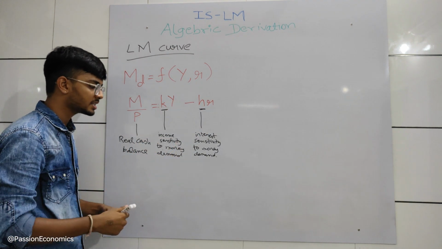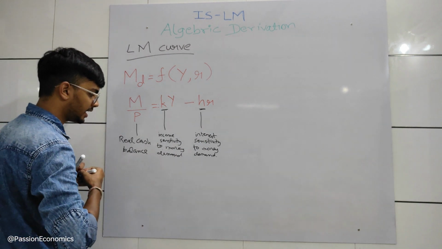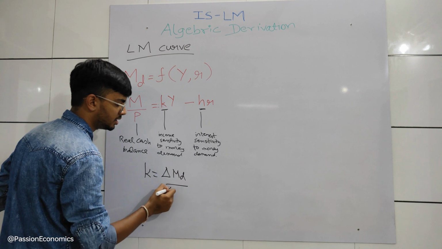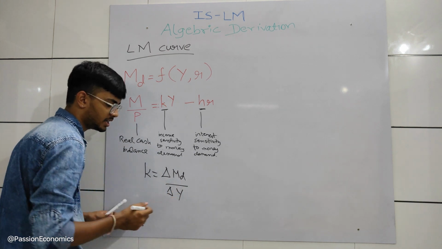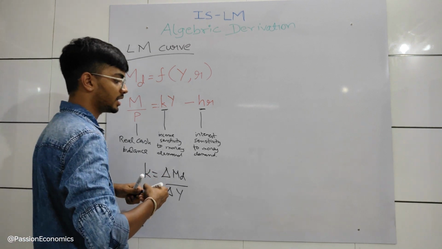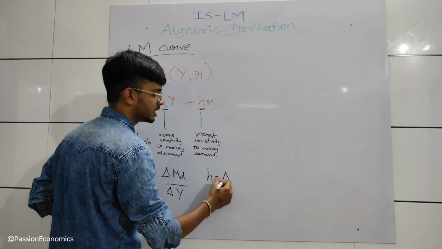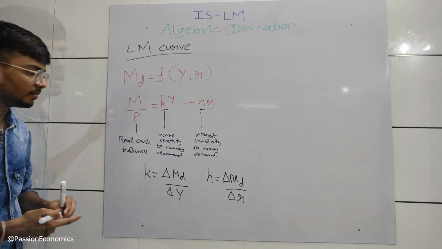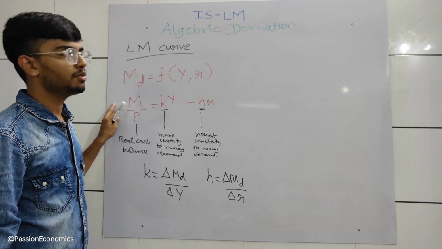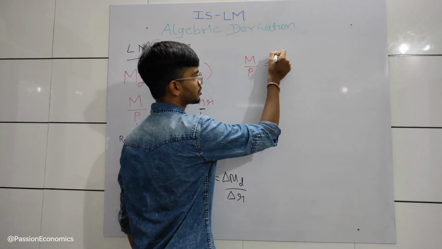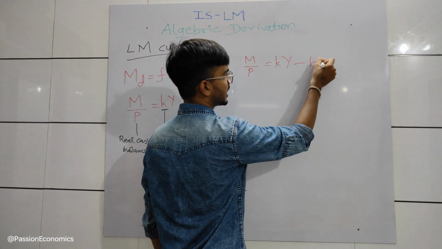Here k shows income sensitivity of money demand, which means that k shows change in money demand due to change in income. And h shows change in money demand due to change in interest rate. From the given equation we will derive the LM curve. So M upon P equals kY minus hr.